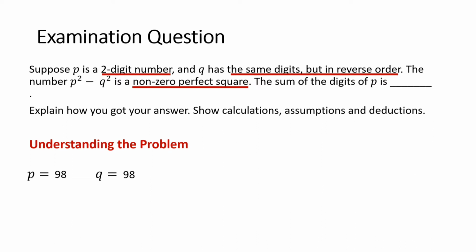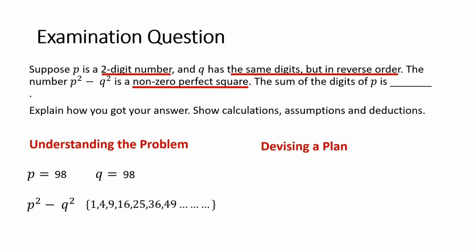And we also need to understand what perfect squares are. P squared minus Q squared can be either of the following. It can be 1, 4, 9, 16, 25, 36, 49, or any other perfect square. Note that 1 is 1 squared, 4 is 2 squared, 9 is 3 squared, and so on. Let us now devise a plan to solve the problem.